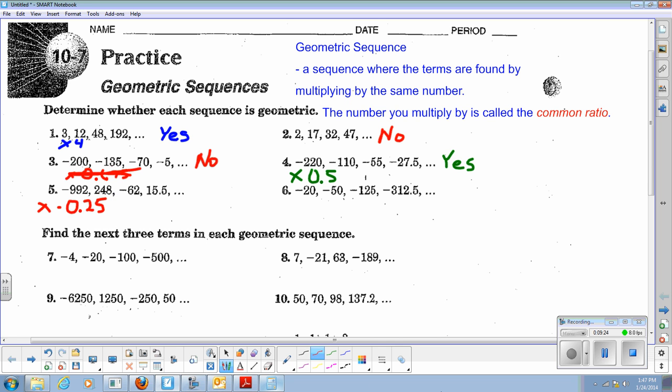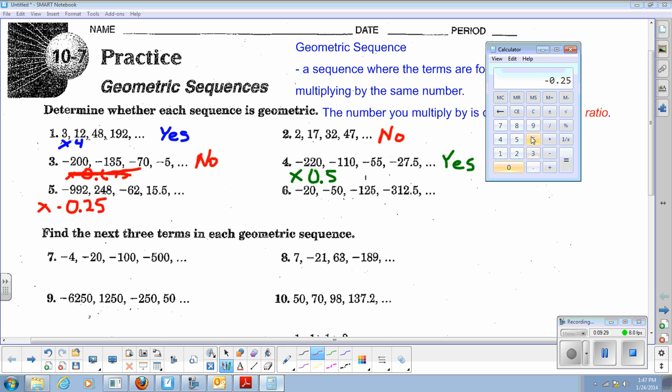I'm going to take my calculator again, and I want to take negative 992 times negative 0.25, and see what I get for an answer. Positive 248. It's already in my calculator. Just push times, and now let's multiply by negative 0.25 again. I have to make sure I have that as a negative. It equals negative 62. There's my answer.